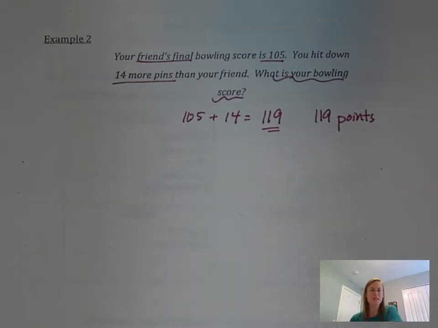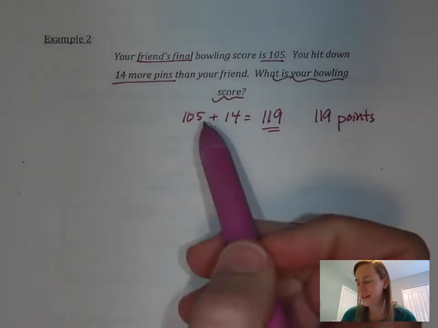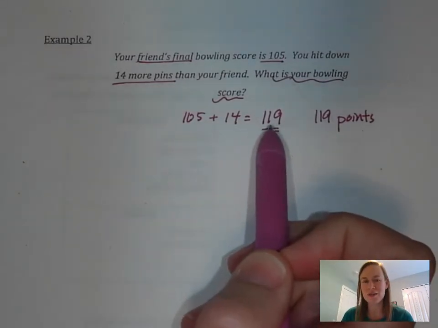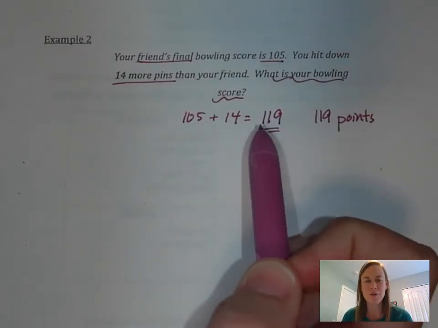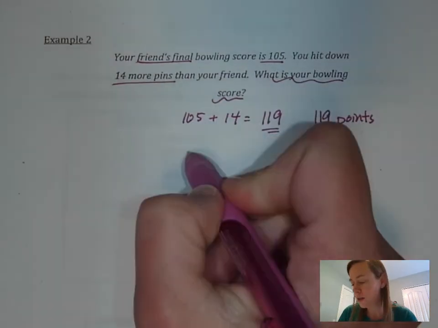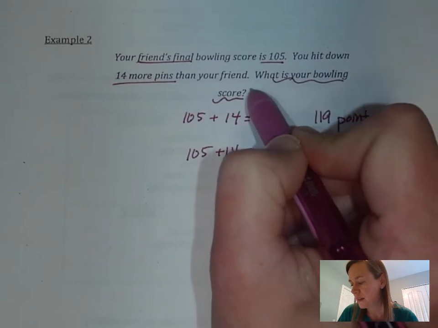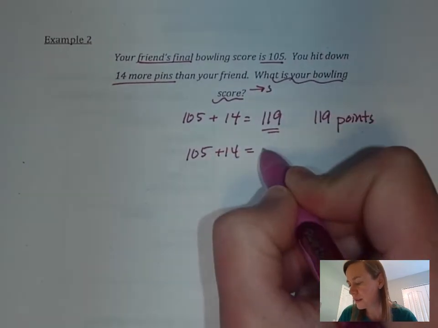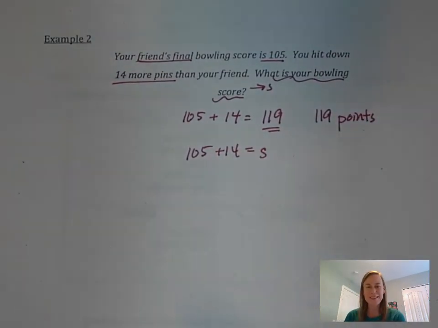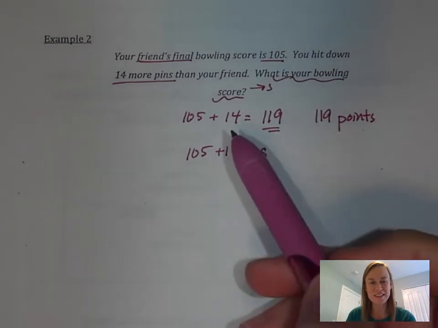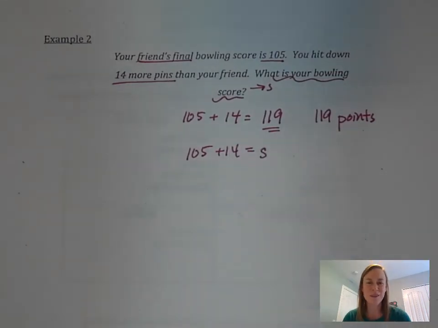Now, if we're going to do it as an equation, let's see. I feel like this is the best equation that we could do. If we really wanted to use a variable for our bowling score, you could just do 105 plus 14 equals, let's use S for a variable, equals S. But then it's just the same solution process. So I don't know if that's that useful there.